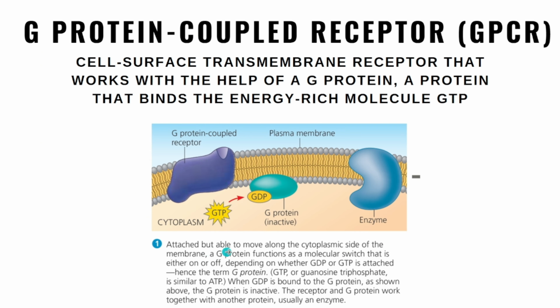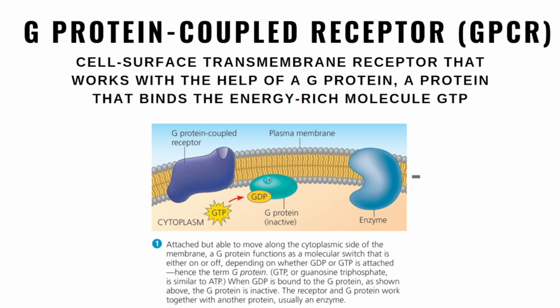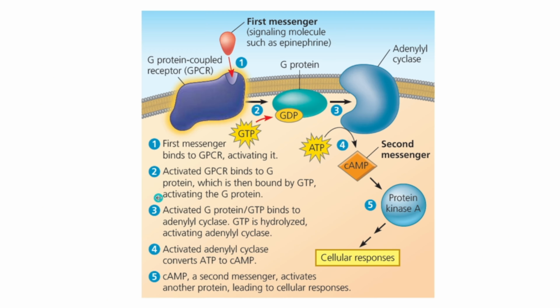To be able to move along the cytoplasmic membrane, the G protein functions as a molecular switch that is either on or off, depending on whether GDP or GTP is attached to it. When GDP is bound, the G protein is inactivated. So when the GPCR is activated, it will bind to the G protein, and GTP binds to it as well, so that it becomes activated. So the G protein is activated.